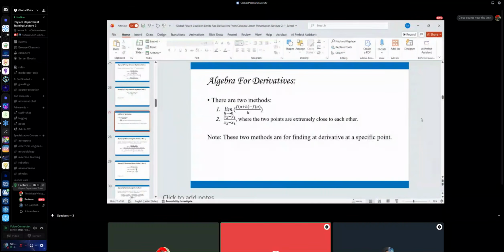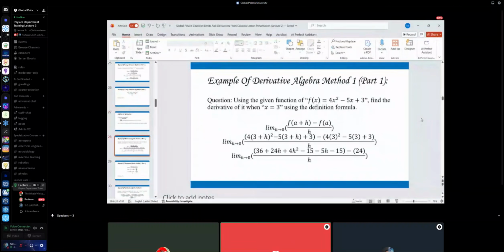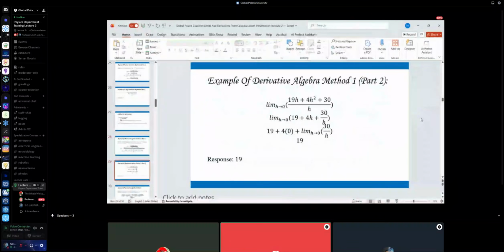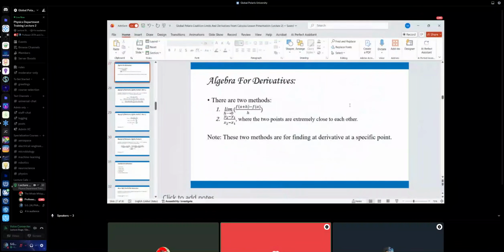So x equal to 4, let's say, for a given function. Find the derivative at that specific point. For example, x equal to 4.01 and x equal to 3.99. These are two points close to x equal to 4. Let's make it more specific: 4.001 and 3.999. We keep getting closer to each other, right? So that's basically what's happening here. I know I say method 1 and method 2, but just keep in mind the first method is this one, the second method is this one.